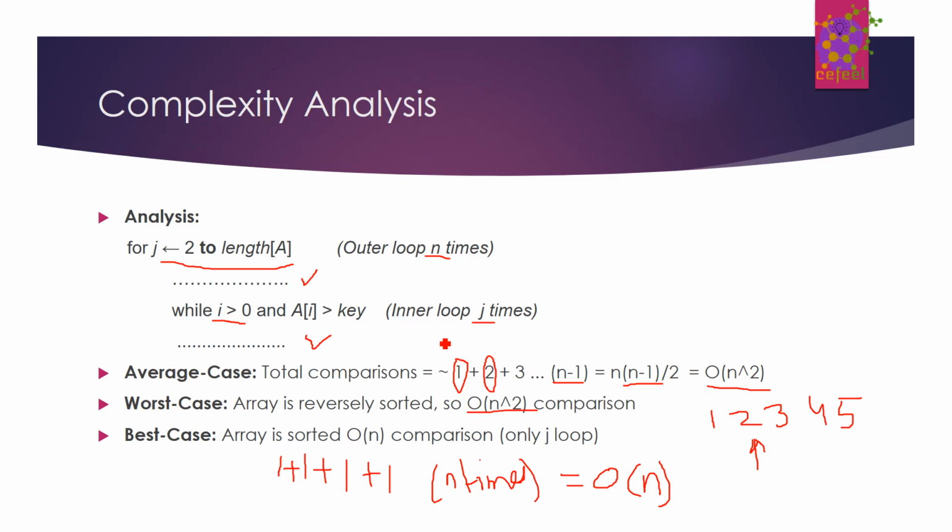Alright, cool. So we notice that insertion sort takes order n square for the average case and worst case, but in the best case it's order n, which means it's linear. So I think that's all I have for insertion sort.